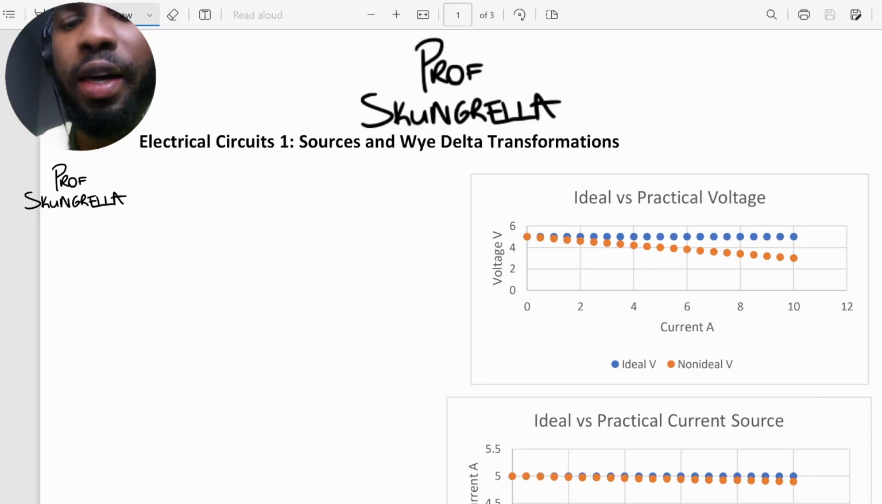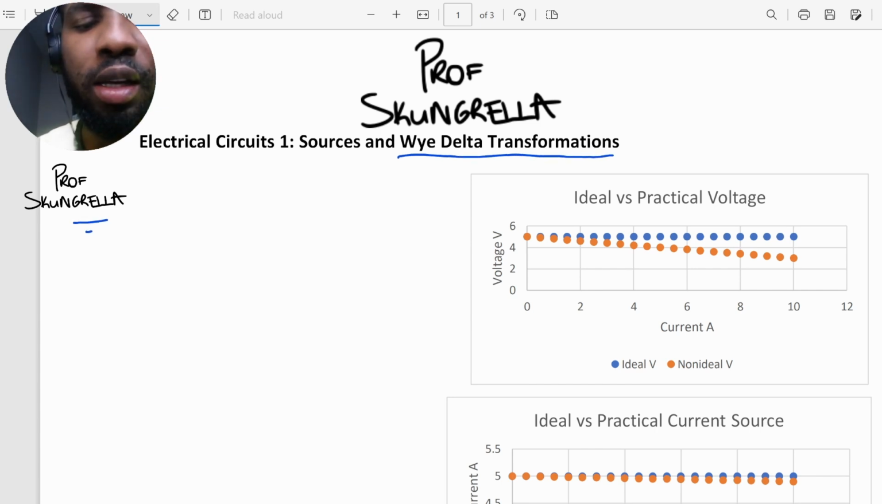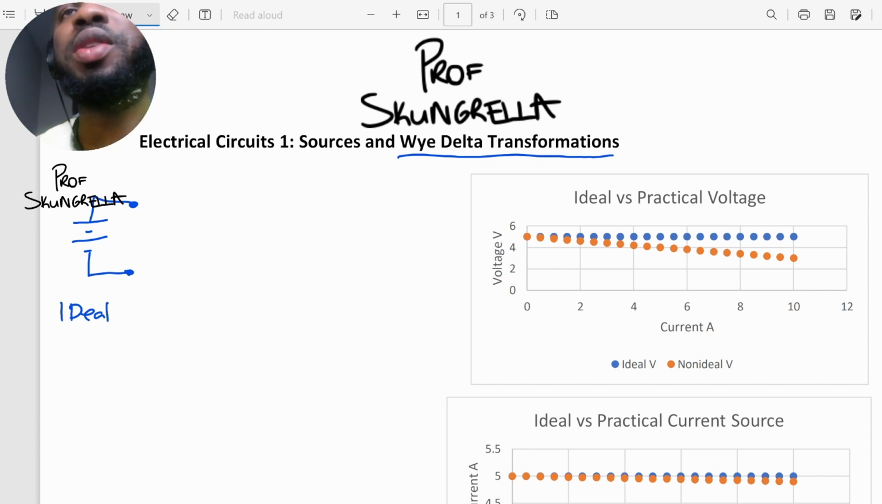conversions, Y, and delta transformation as well. So again, so far the symbol we've been using is mainly for a DC voltage source, right? This is what we call an ideal source, right? Or a perfect source.